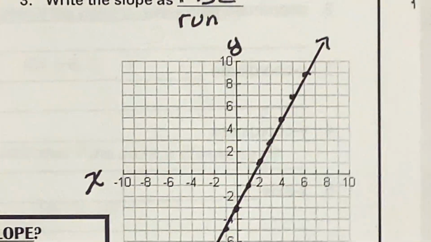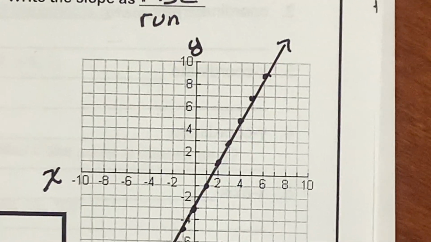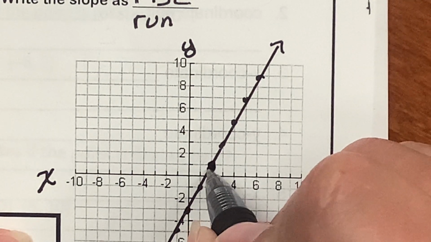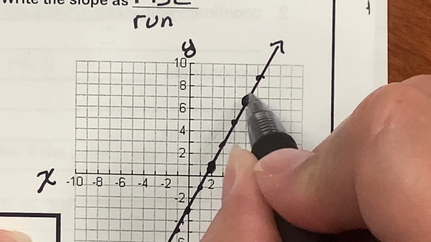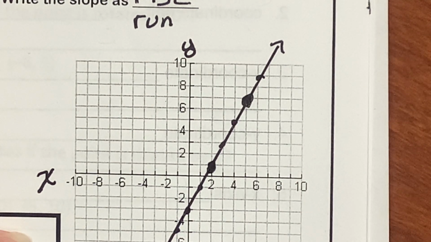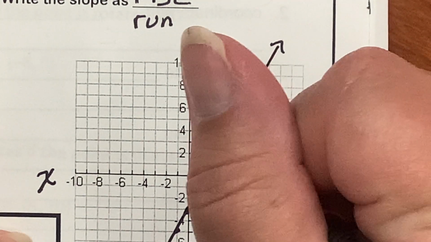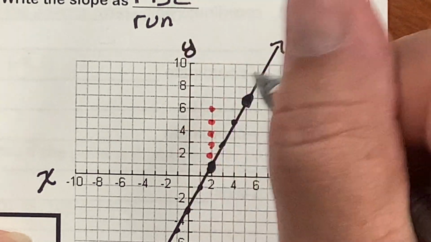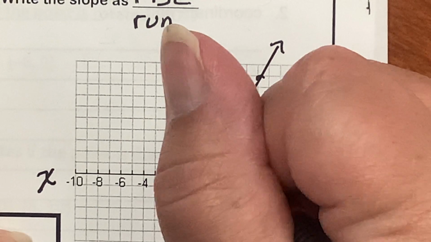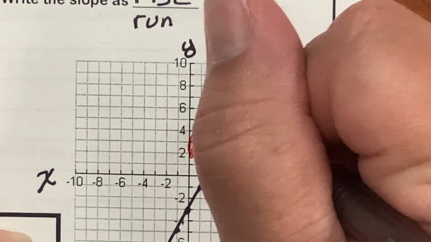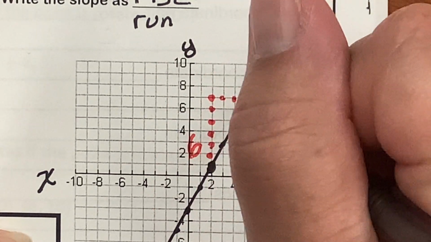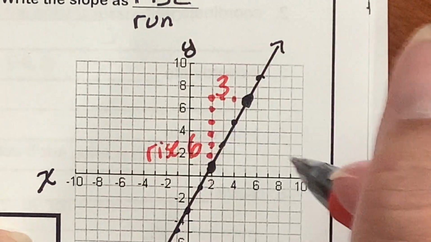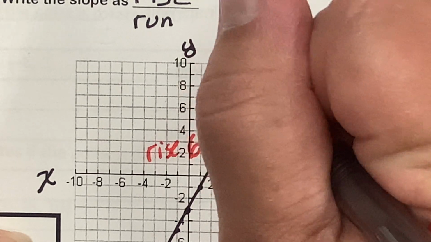Now, make it nice and big, and I'm not even going to pick 2 points that are next to each other. I'm going to take this point down here and this point way up here, right? Now rise, how far do I rise? 1, 2, 3, 4, 5, 6. I rose 6. Then I run 1, 2, 3. So I rise 6, I run 3.